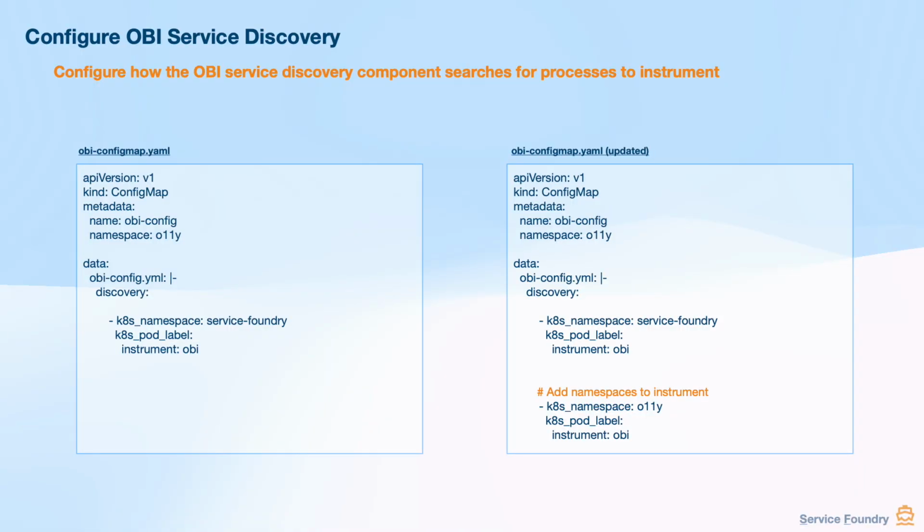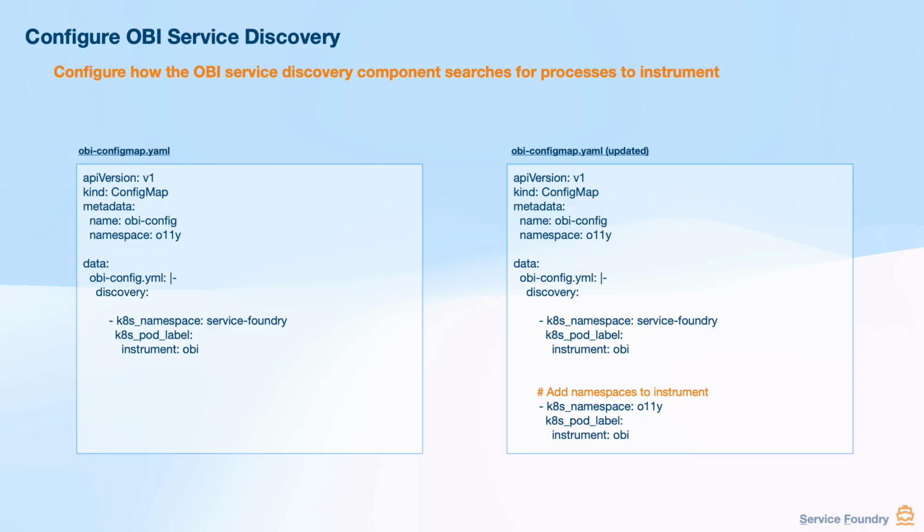This slide shows how you can configure the OBI service discovery component. By default, ServiceFoundry generates a config map named obi-config in the O11Y namespace. This config tells the OBI agent which Kubernetes pods to instrument. On the left, you can see the default configuration. It targets pods in the ServiceFoundry namespace that are labeled with instrument OBE.